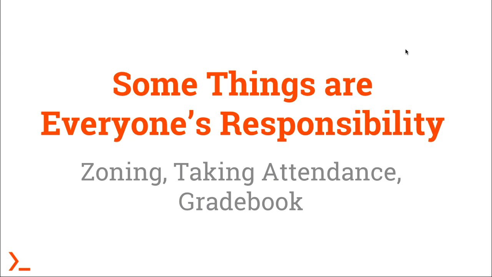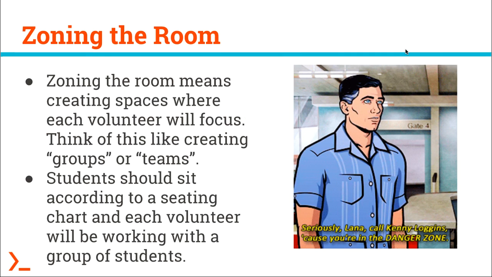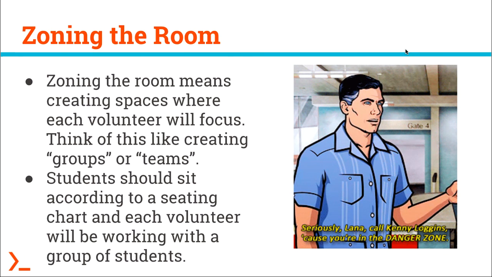Now we're going to learn about the responsibilities shared by the lead and support teachers and require clear communication with your team ahead of class. First thing is zoning. Zoning is the process of dividing the room into equal sections, one for each volunteer. Students will sit according to a seating chart, and each volunteer will be working with one group of students for a predetermined duration, like quarterly, etc. Zones should stay consistent for a meaningful duration so that effective routines can be built and strong rapport can be developed within that group.